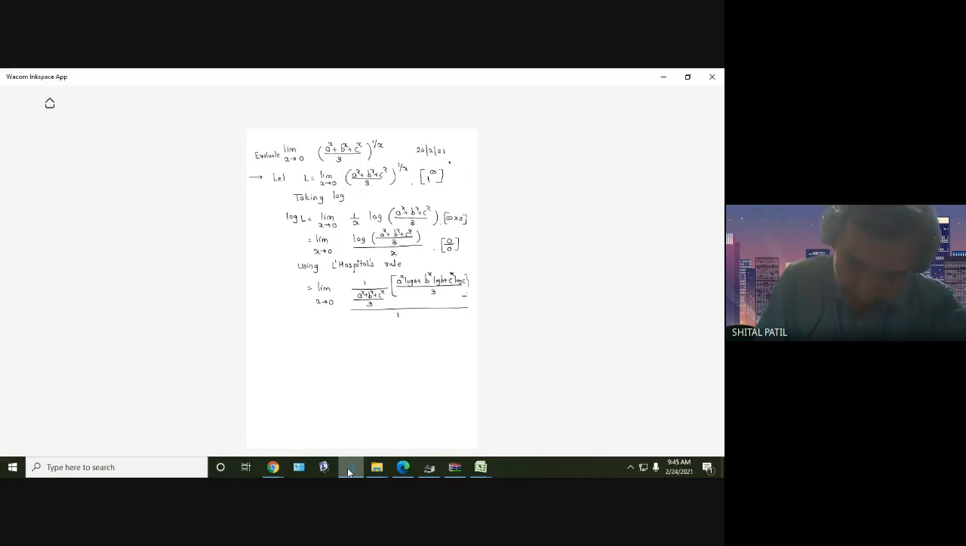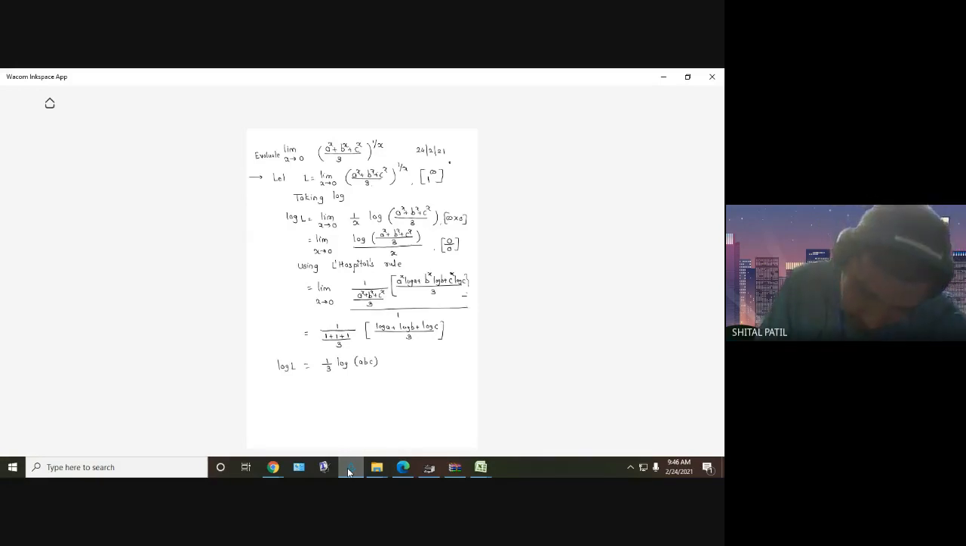Okay, now substitute x equal to 0 and see what you are getting. So a raised to 0, 1 upon a raised to 0 is 1, b raised to 0 is 1, c raised to 0 is 1 divided by 3. Okay, into the bracket. A raised to 0 is 1, log a plus log b plus log c divided by 3. Okay, so this 3 by 3 will be 1. And what is log a plus log b plus log c? Log of a, b, c. Right? Log of a into b into c. This is log L.